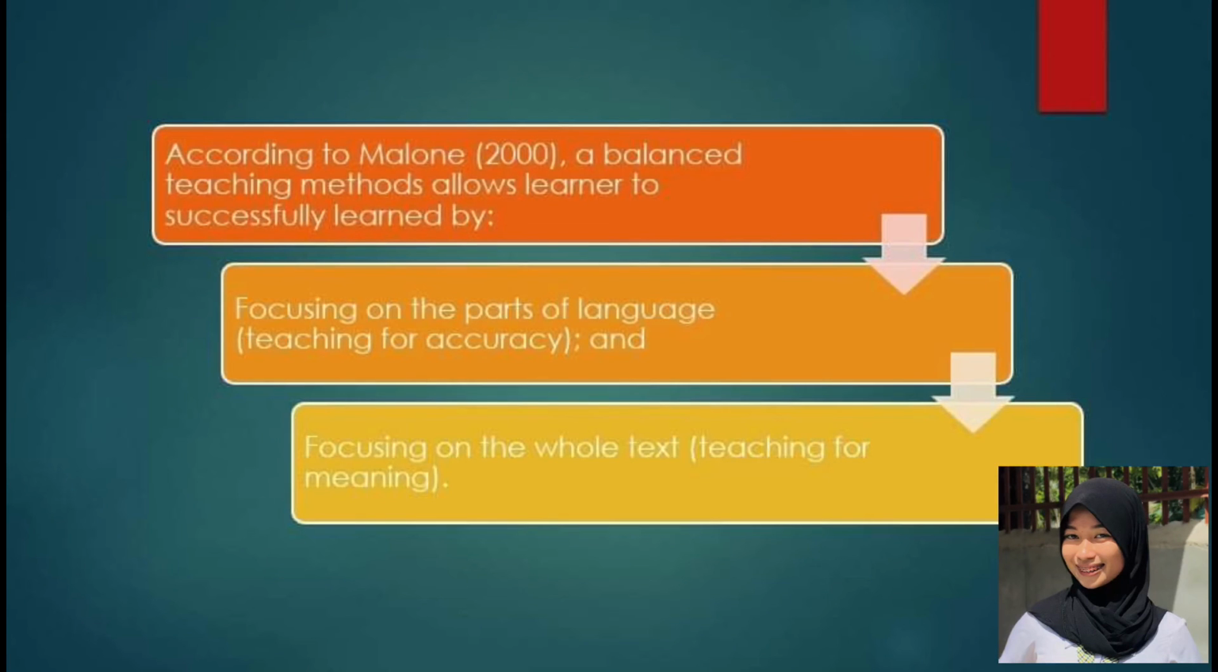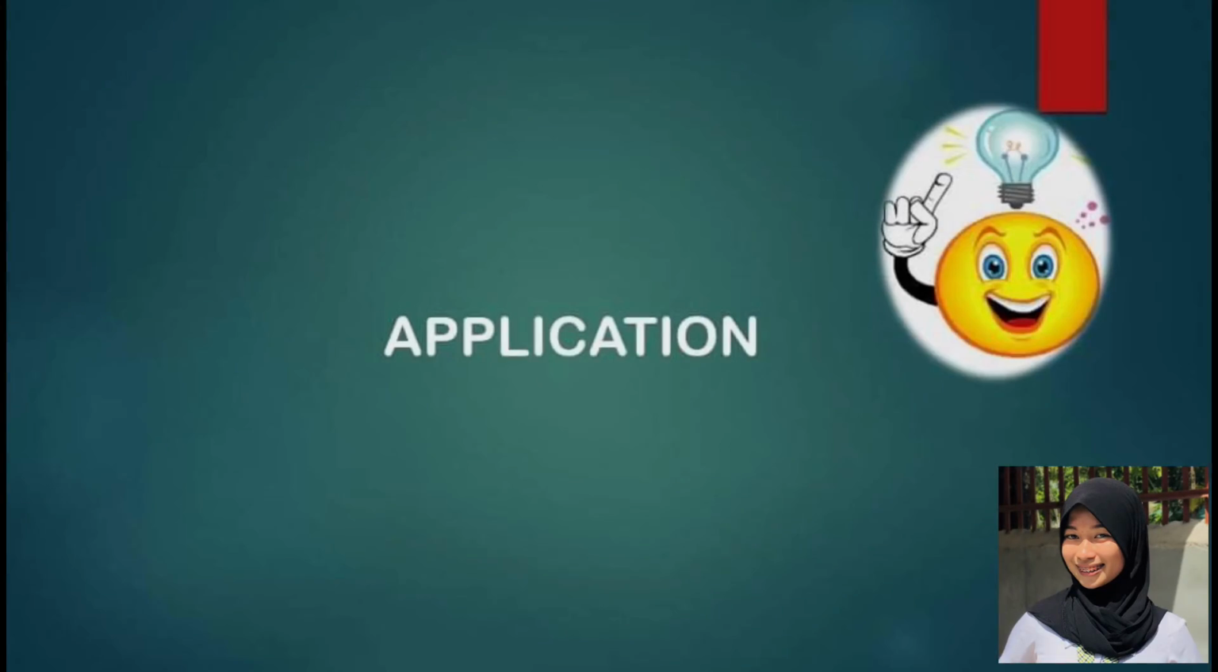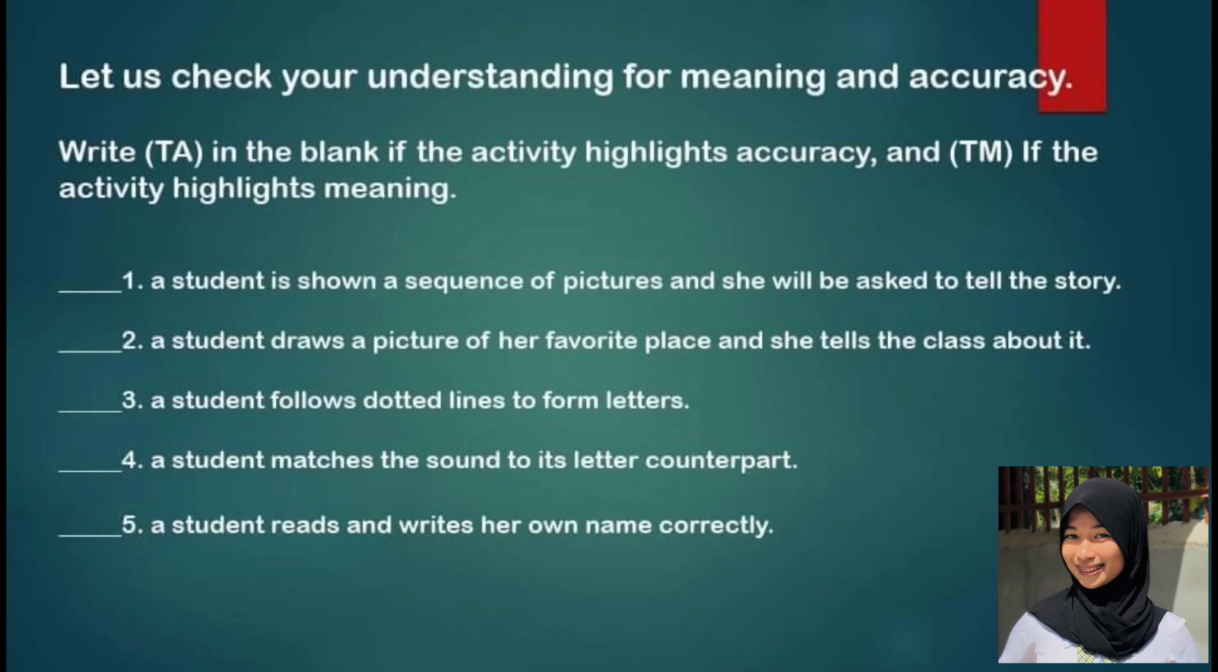According to Malon 2000, a balanced teaching method allows learners to successfully learn by focusing on the parts of language, teaching for accuracy, and focusing on the whole text, teaching for meaning. Let us now proceed to the application. Let us check your understanding of meaning and accuracy. Write TA in the blank if the activity highlights accuracy and TM if the activity highlights meaning.